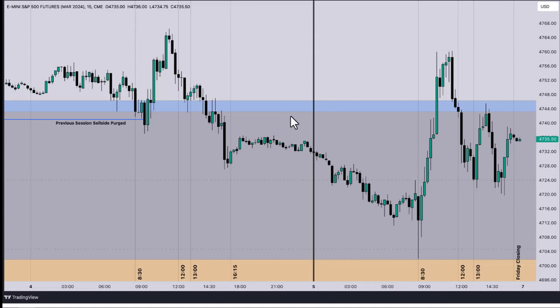So here we have Thursday and Friday. The reason I put Thursday and Friday is because according to ICT's protocol, Thursday and Friday are just study days. You don't trade them, you just look to see what's going on throughout the day.